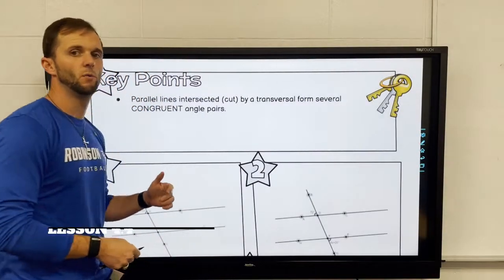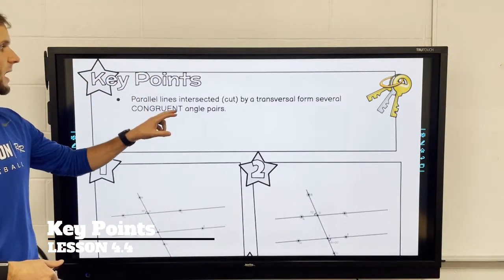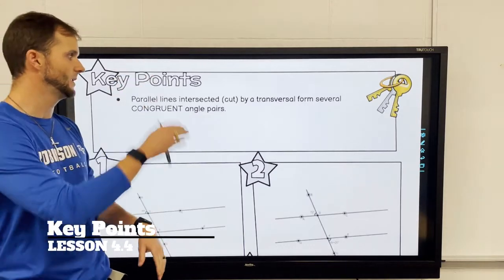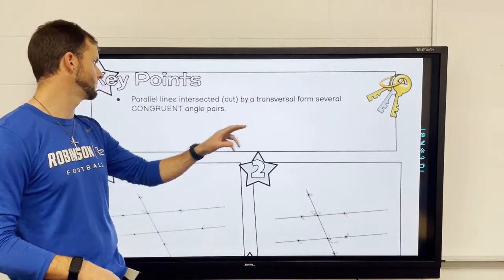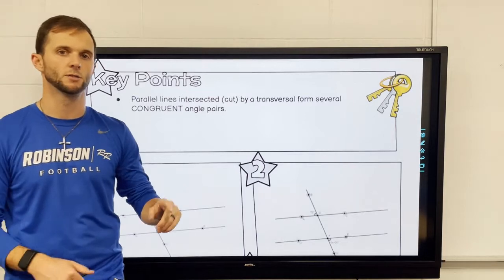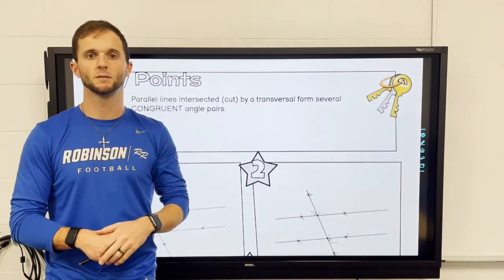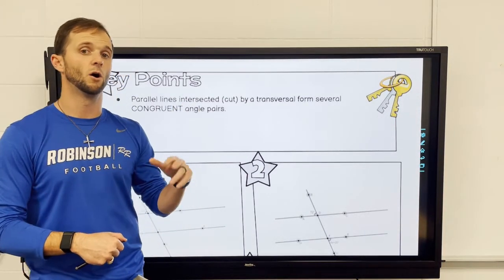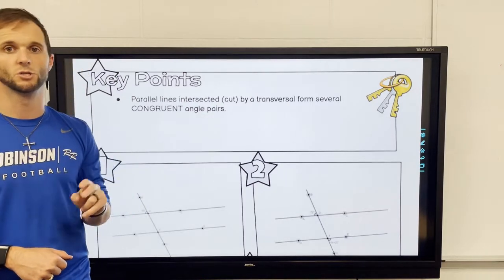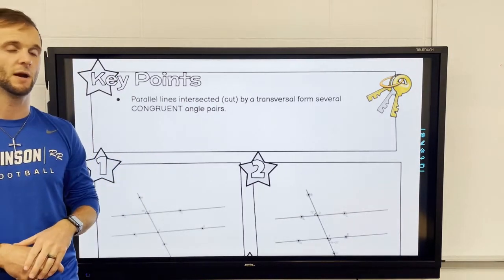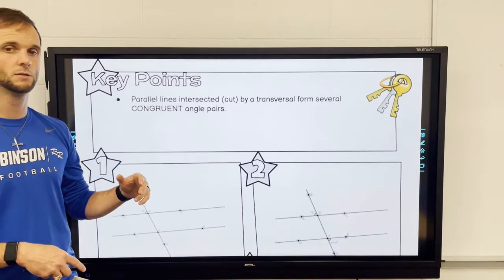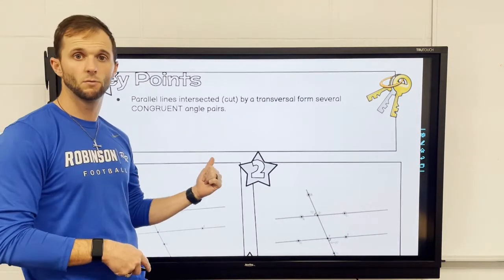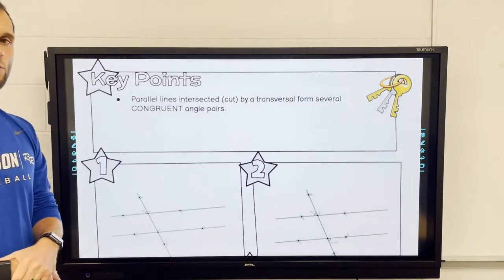The first key point we're going to look at is that parallel lines intersected, which means cut, by a transversal form several congruent angle pairs. So the angle pairs that we talked about a while ago, there are pairs of those that are congruent to each other. We're going to talk about those pairs and how they work, okay? Let's jump into example number 1 here, and I'll explain those for you.